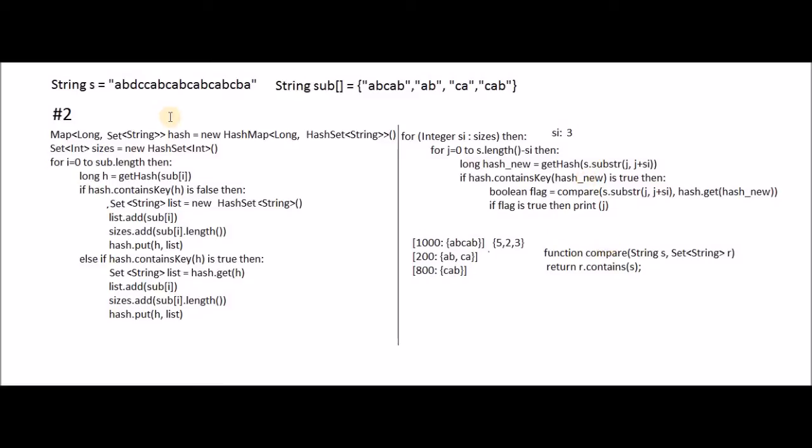So we iterate through: CAB is there, ABC is not there, BCA again is not there, CAB is there, then two of them are not there, then again we have CAB, and then we check CBA, and then we stop because we have already iterated through the whole string. So this was the second example, to find whether a given array of substrings exists within this given string.